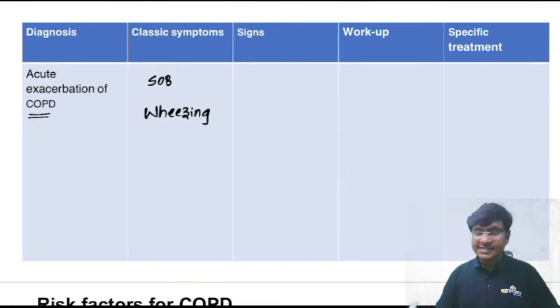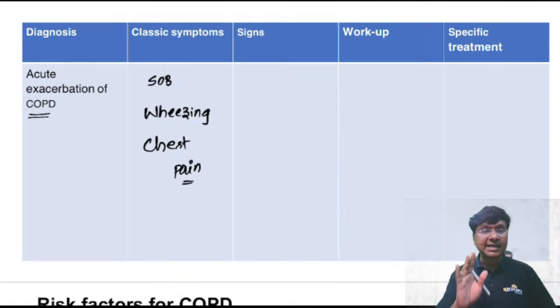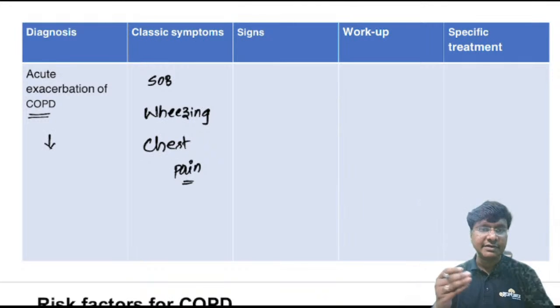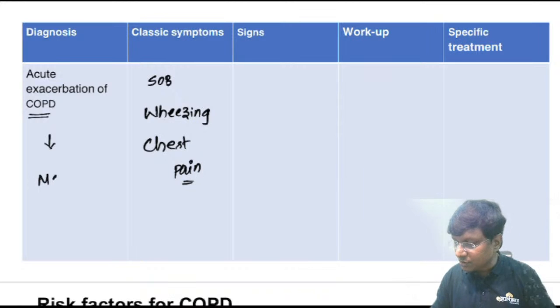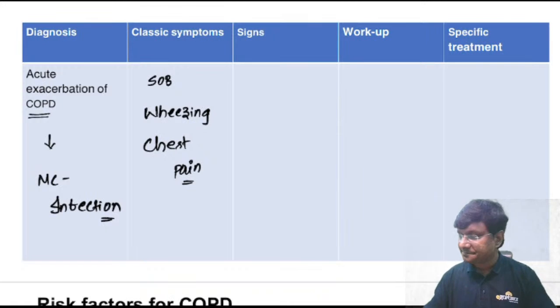Then these individuals can also have pleuritic chest pain. So these are the classic symptoms of acute exacerbation of COPD. And what is a precipitating factor for the development of acute exacerbation in a case of COPD? Most common cause will be infection of the lung parenchyma.